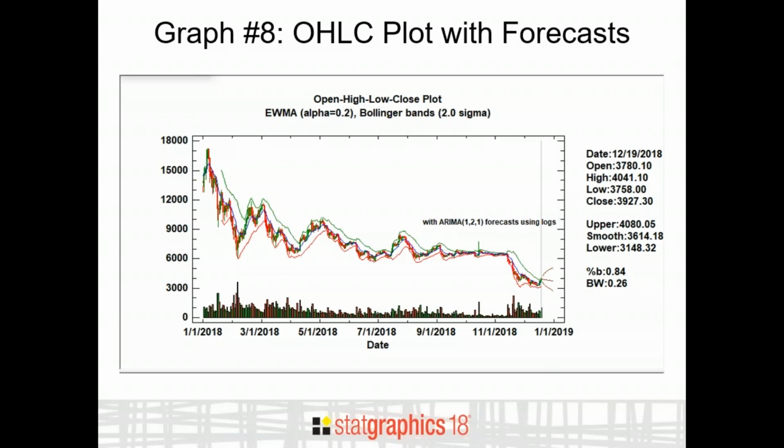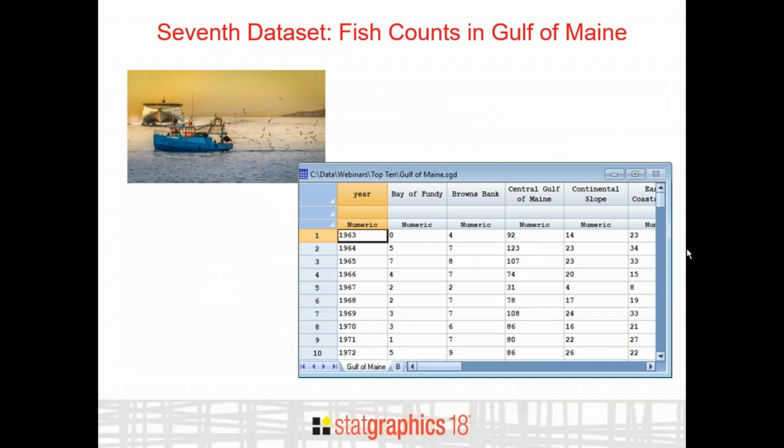Okay, so we'll make that graph number 8. Graph number 9 will be a graph that's good at illustrating my 7th data set. The 7th data set I'm going to look at today is fish counts in the Gulf of Maine.